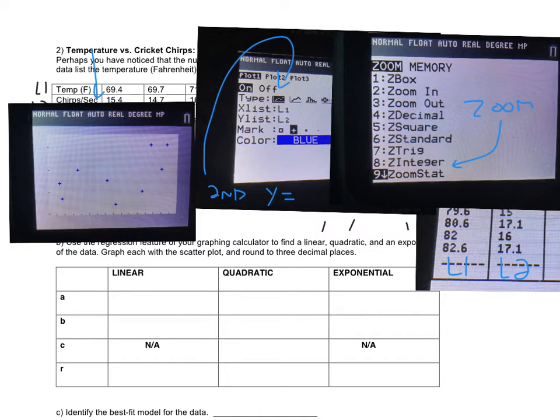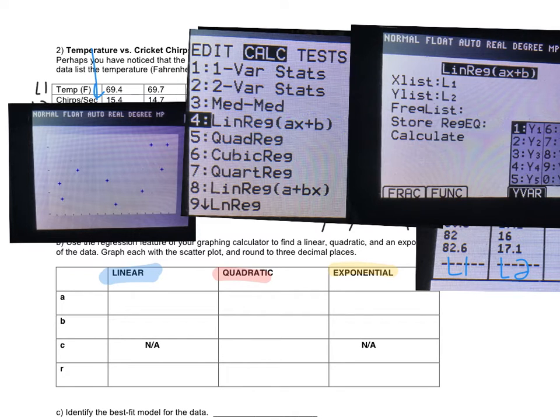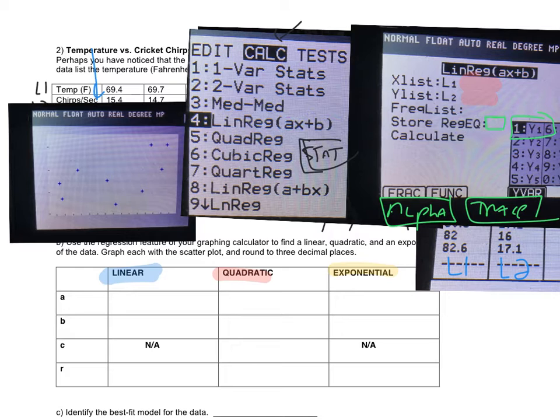Now we want to create a linear, a quadratic, and an exponential model for the data. So let's set up and find our linear model. You want to go to stat, and then over to calculate, and down to option 4 for linear regression. Make sure your x list and your y list match the two lists that you used for your data. And you have to remember, while the cursor is next to store the equation, you want to press alpha and then trace to be able to save the equations. And we're always going to store the linear model into Y1 on our calculator.